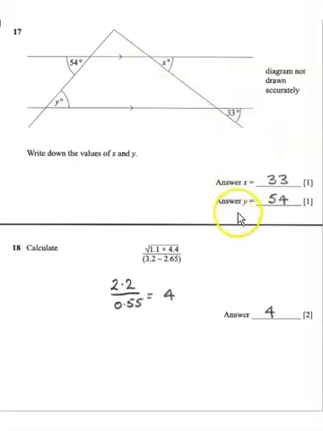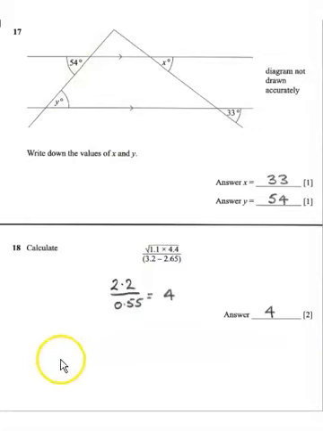So the next one is for Y. And you can see these angles here, the Y is 54. This is because it is alternate angles. And alternate angles is just like a Z. So these two angles inside here should be the same.